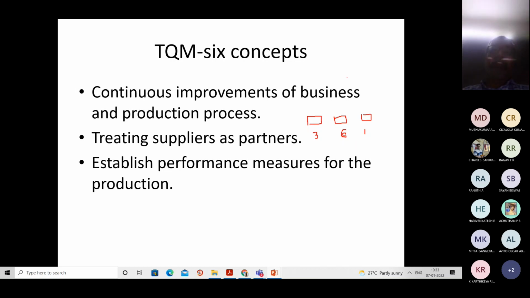And finally, the last concept of TQM is to establish performance measures for production. Every industry you go to, absenteeism is taken very seriously. Even at VIT, if you are on loss of pay, that is a black mark, because VIT is very professionally managed. Every teacher has 10 CL every year, casual leave, and 12 EL, earned leave. Earned leave means I can take leave, or I can get salary for those 12 days if I am not taking leave.